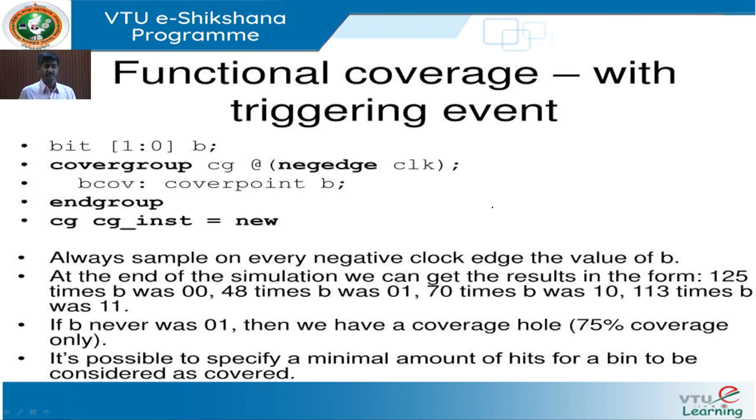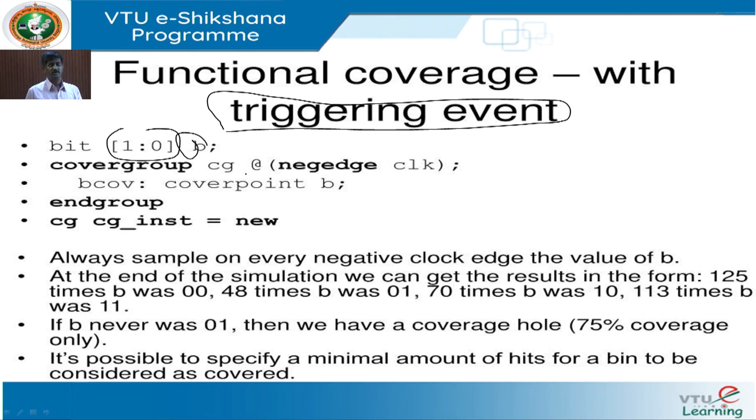So, functional coverage with triggering events. Let us say I take triggering events which can occur at different points for different coverages. Let us say a signal B, which is 2 bits in size. I am just defining the event occurrence on B, checking at what event this should trigger. So I will make a covergroup CG which takes the negative edge of the clock, and I will make a coverpoint for B.